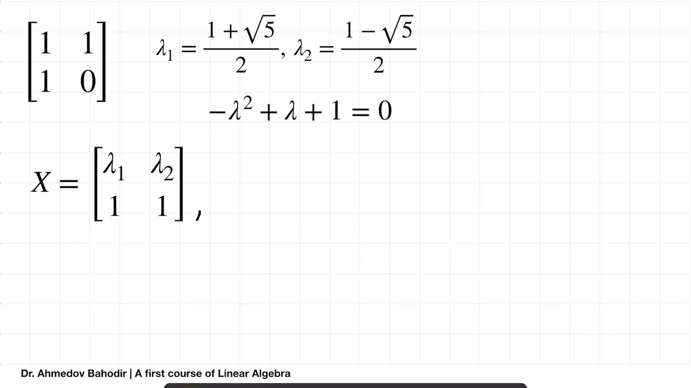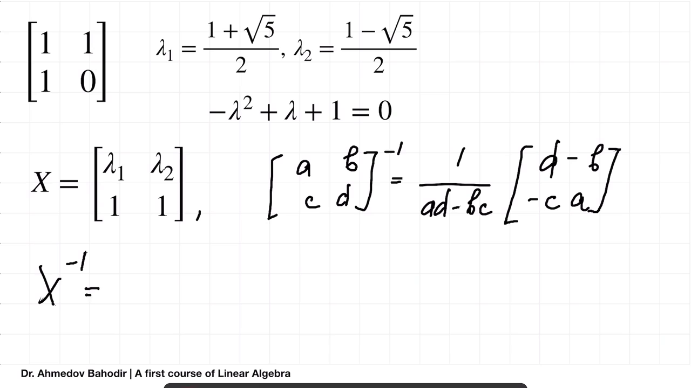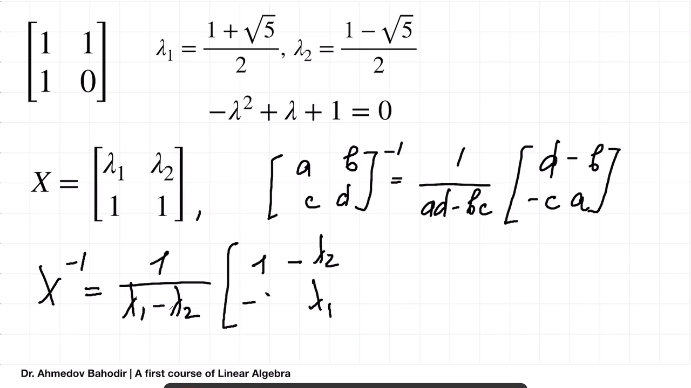And if you remember, there was a formula. The inverse of the matrix A, B, C, D is going to be equal to 1 divided by AD minus BC, times D, minus B, minus C, A. So analogously, the inverse of this X is going to be equal to 1 over the determinant of this matrix, which is lambda 1 minus lambda 2, times, we need to interchange A and D, so it's going to be 1 and lambda 1. And then we need to multiply B and C by minus 1. So it's going to be minus lambda 2 and minus 1. Well, that's going to be the inverse of X.